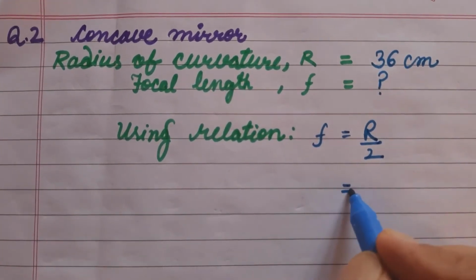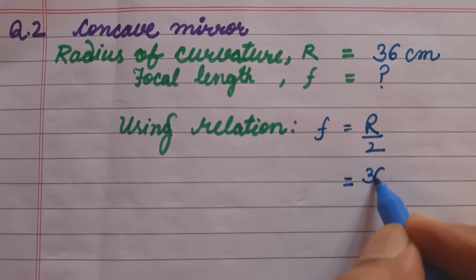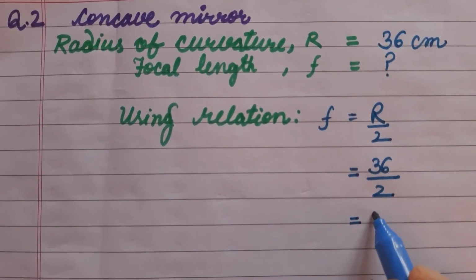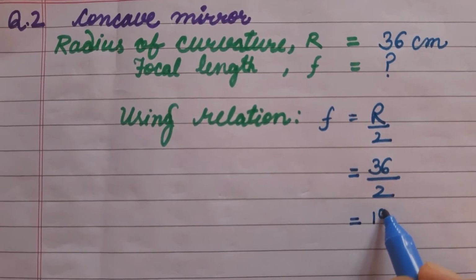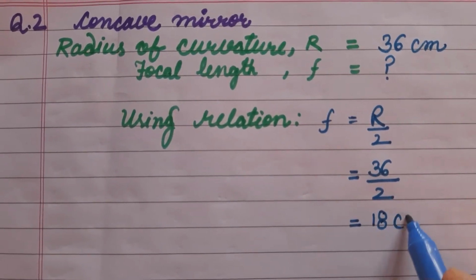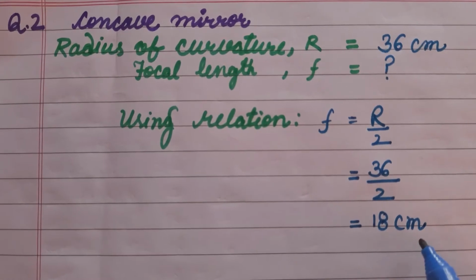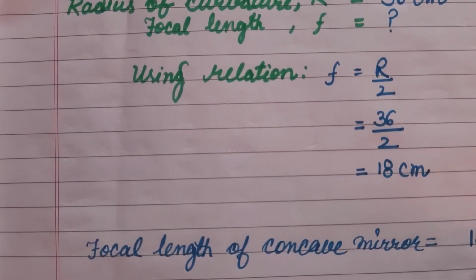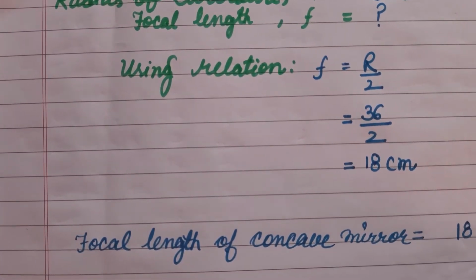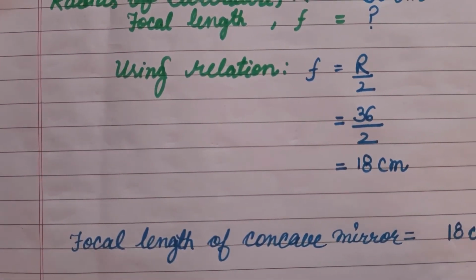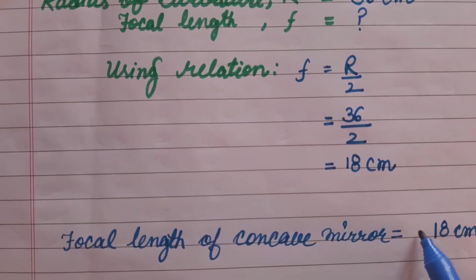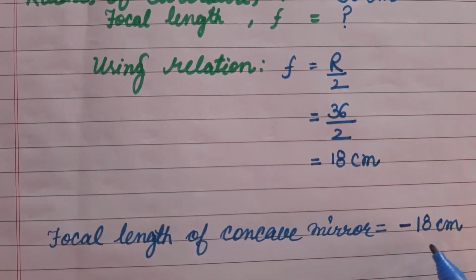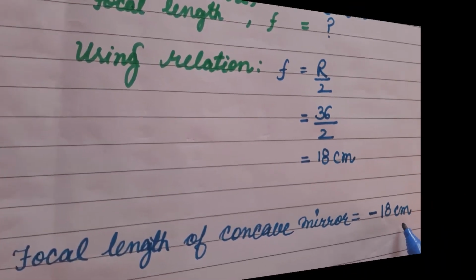We have to fill in the value. R is 36 divided by 2. Now the answer is 18 centimeter. The focal length of a concave mirror is 18 centimeter, but according to the new Cartesian sign conventions, a negative minus sign is there. It is minus 18 centimeter.